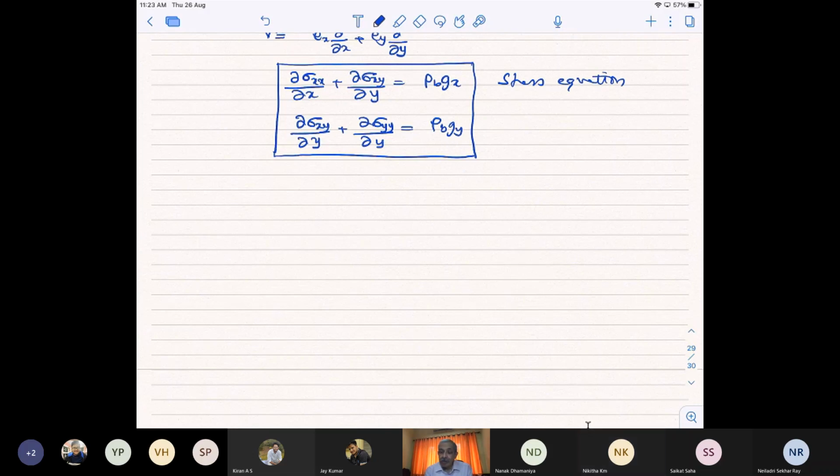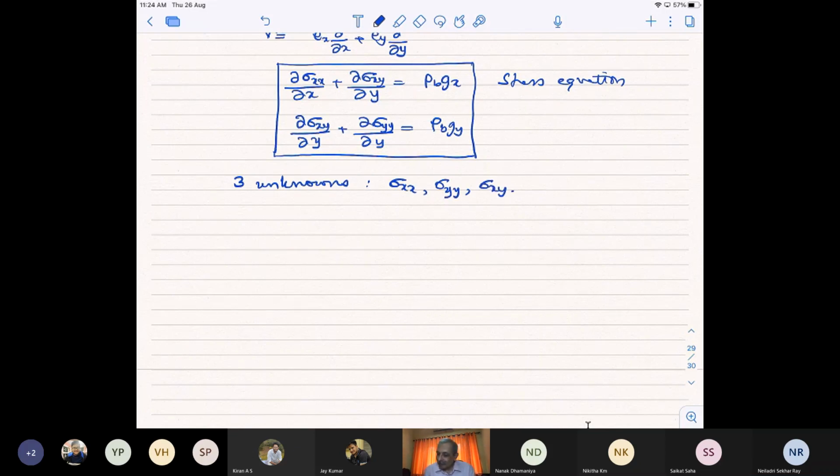So if we assume that the bulk density is a constant, so bulk density is given to us, then how many unknowns do we have? Three unknowns, correct: sigma xx, sigma xy, and sigma yy. So these are the three unknowns.